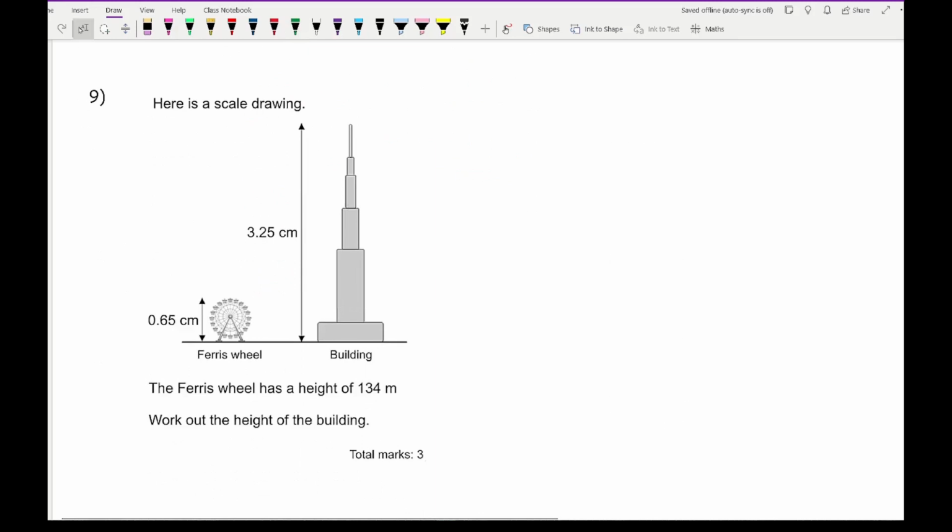Moving on to question 9, it says that here is a scale drawing, and we've got a Ferris wheel and we've got a building. The Ferris wheel has a height of 134 meters. Work out the height of the building. So for this, let's have a look at how many Ferris wheels there are to make the building. So looking at this remaining length, I would say we've probably got another 4. So 5 Ferris wheels equals the building.